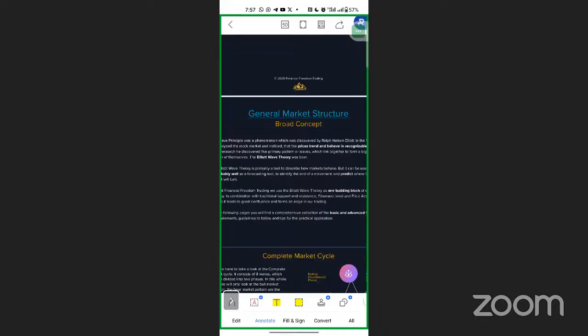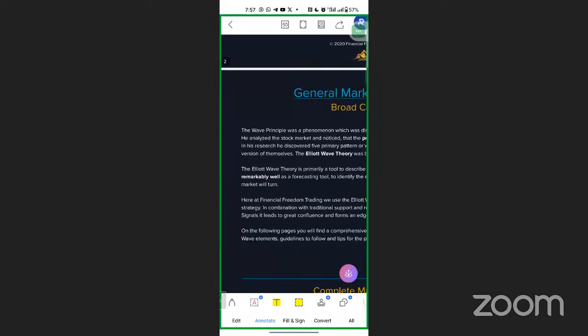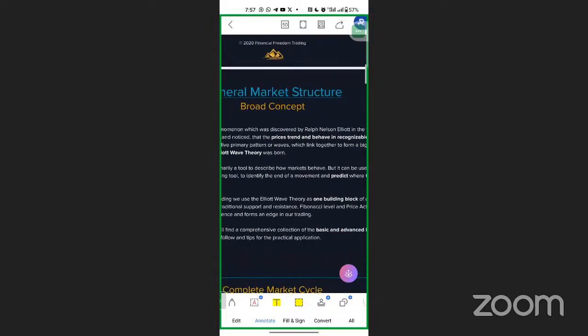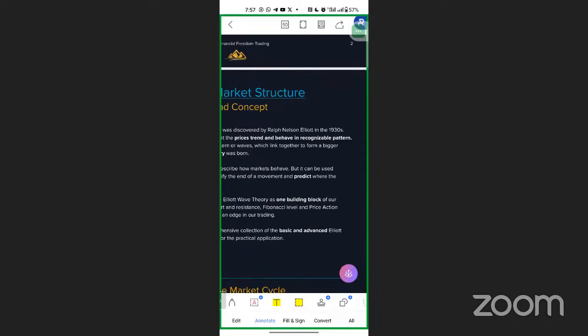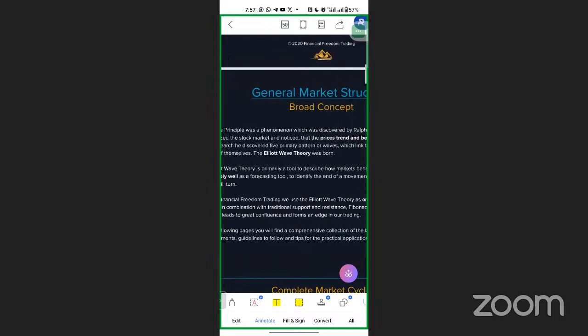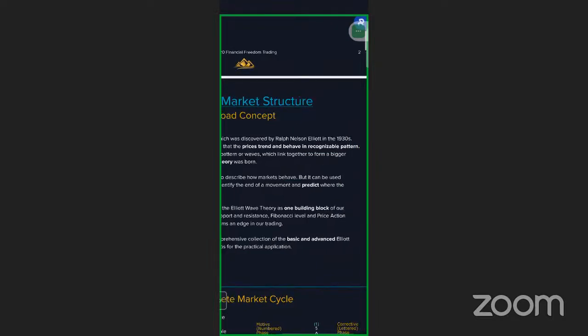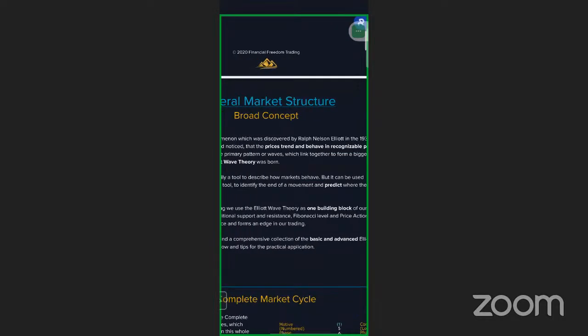The Elliott wave. The wave principle was a phenomenon discovered by Ralph Nelson Elliott in the 1930s. He analyzed the stock markets and noticed that prices trend and behave in a recognizable pattern.